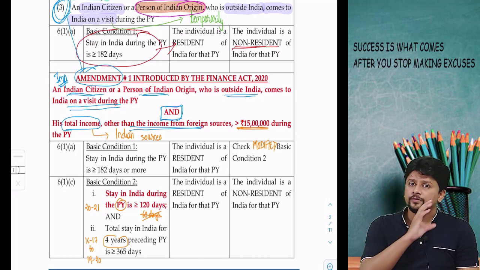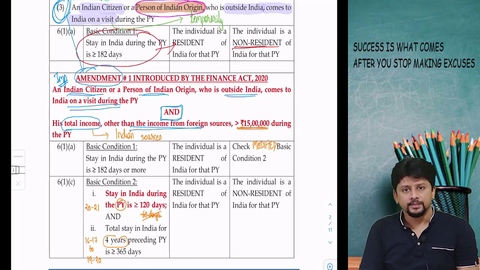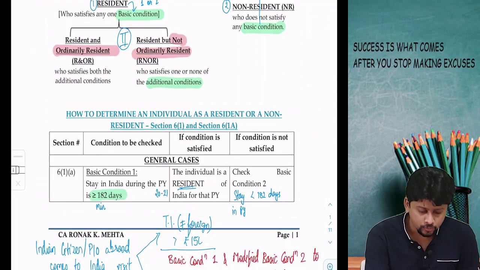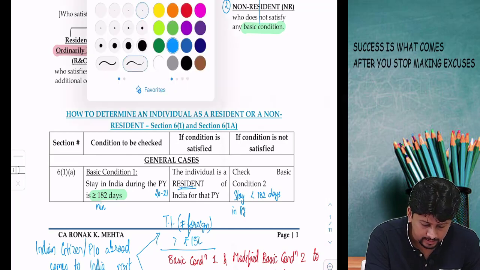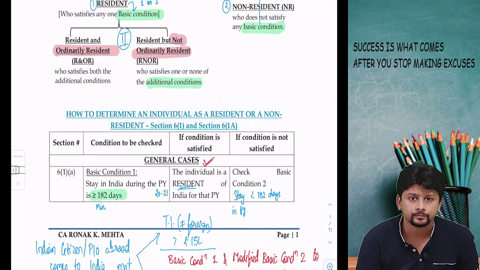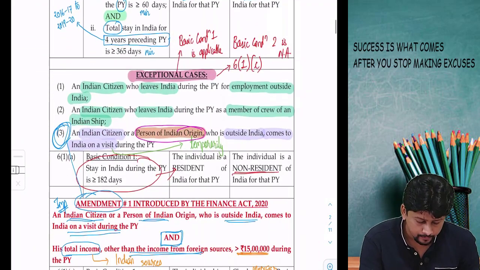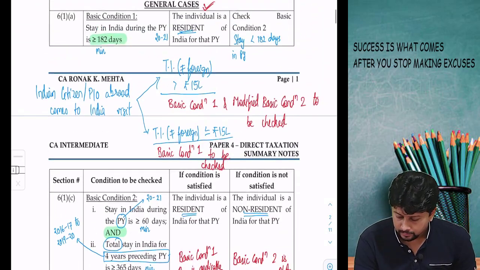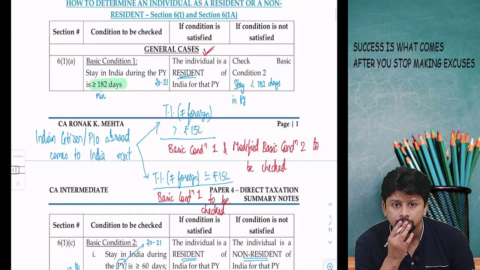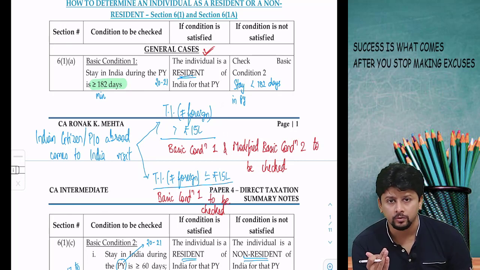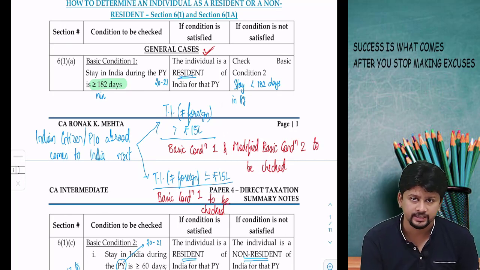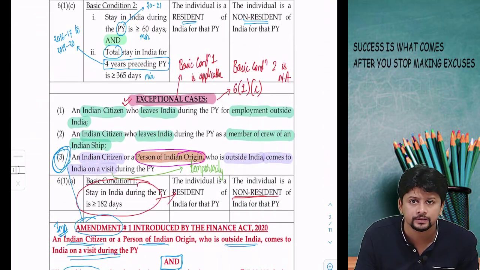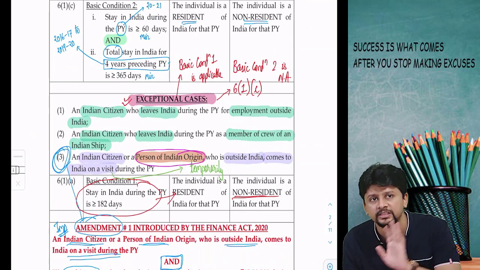Okay, what if you do not fall in the amendments? If you do not fall in the amendments, then you can either get covered in the general cases or you can get covered in these exceptional cases. If you fall in the general cases, if any one of basic 1 or basic 2 is satisfied, you are a resident, which means you will have to check both. If you fall in the exceptional cases, you will only be checking basic number 1. Basic number 2 does not apply.